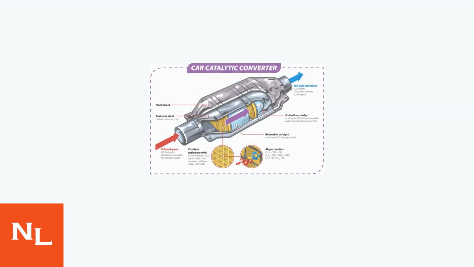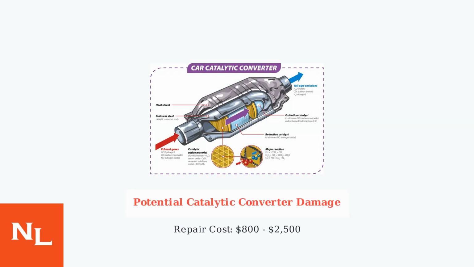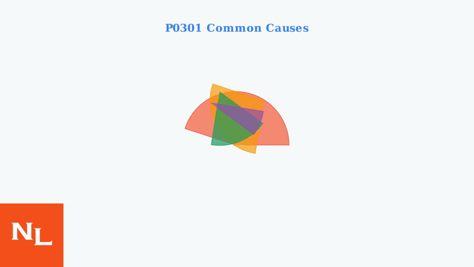If left unaddressed, a cylinder 1 misfire can cause serious damage to your vehicle's catalytic converter. The unburned fuel from the misfiring cylinder can overheat and damage this expensive emission control component. Understanding P0301 is the first step in addressing this common Ford engine issue. The code specifically identifies a cylinder 1 misfire, which requires prompt attention to prevent costly damage and restore proper engine performance.